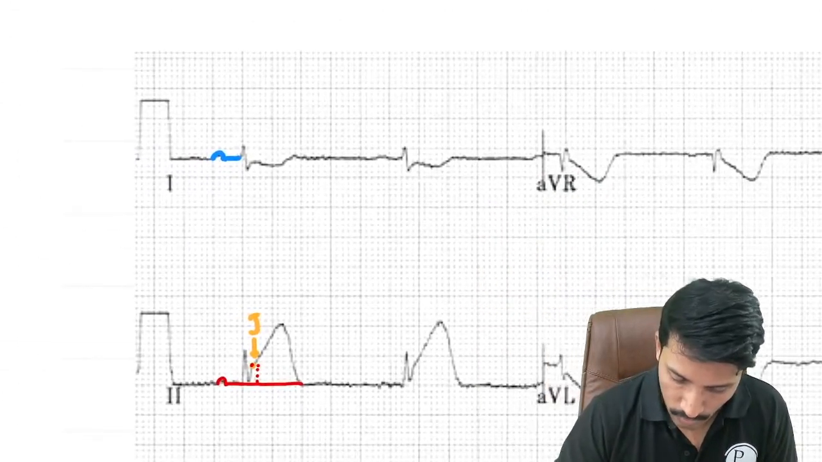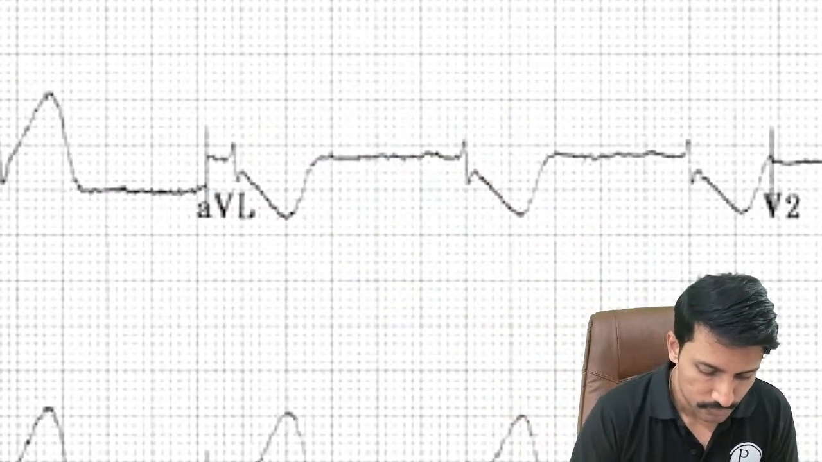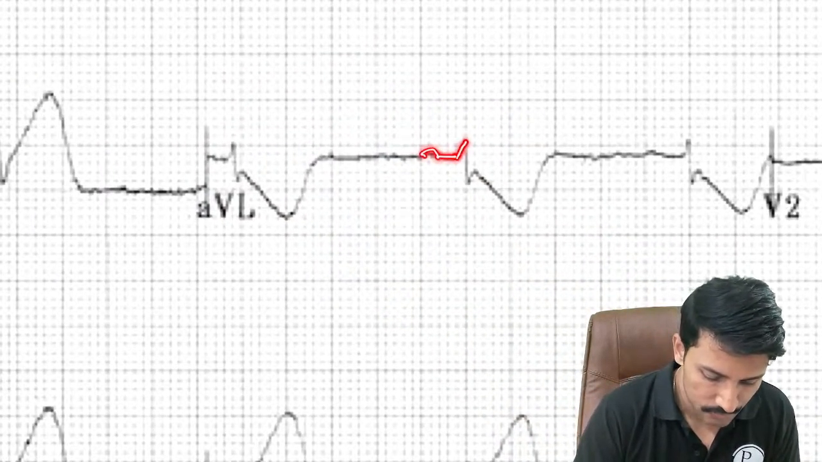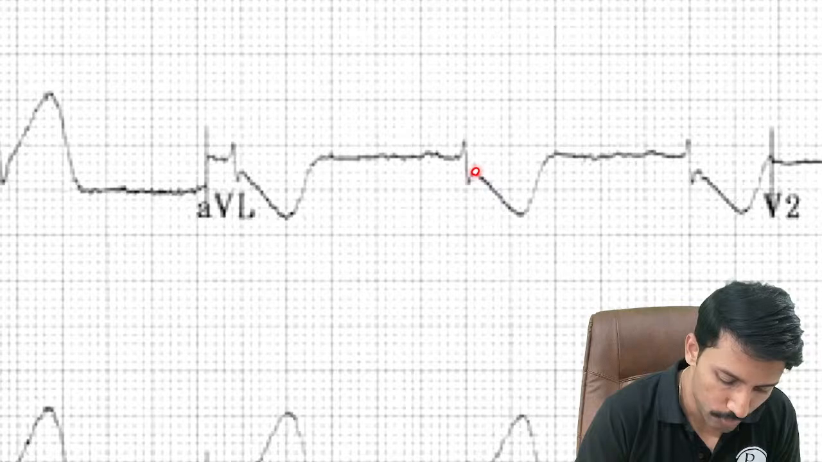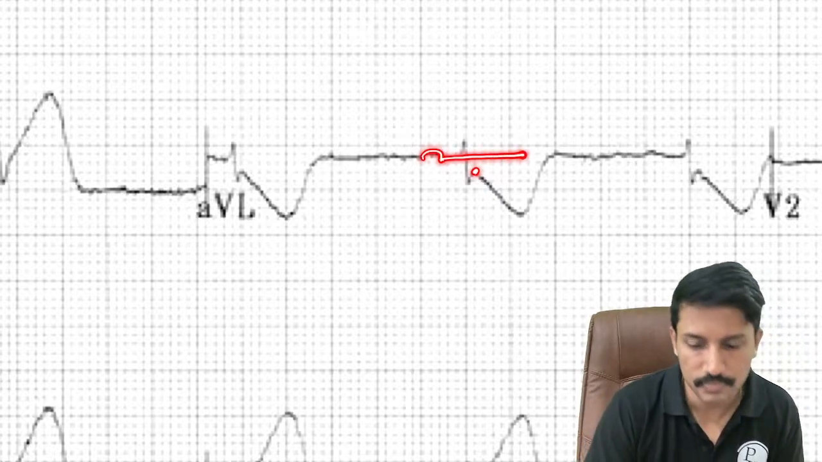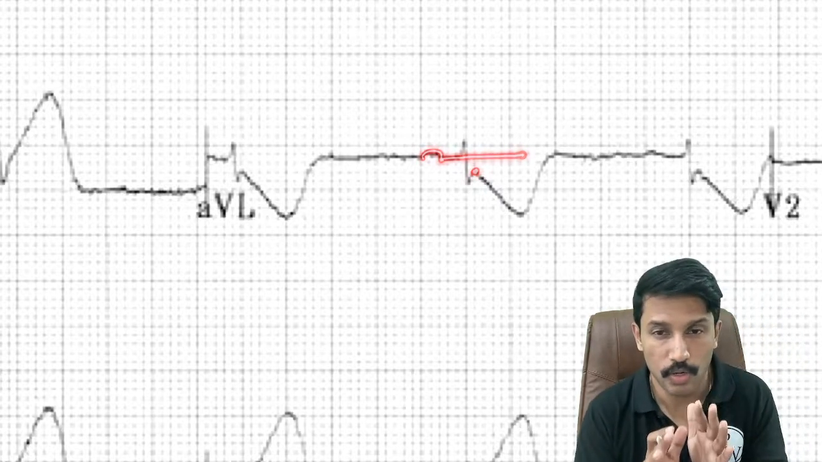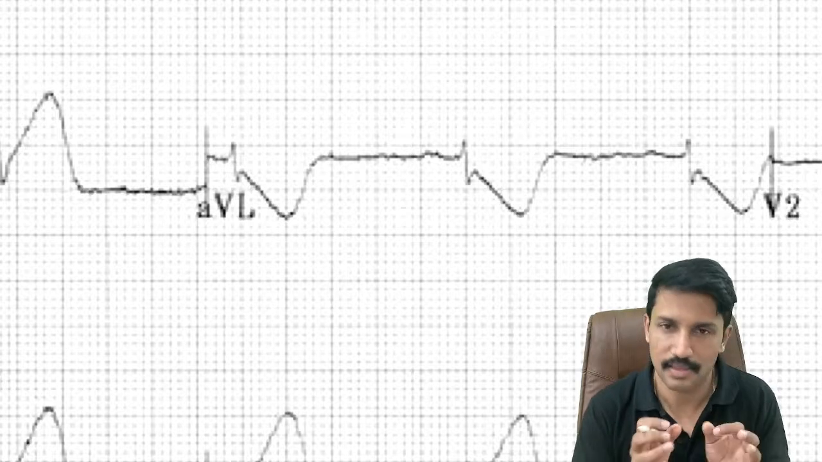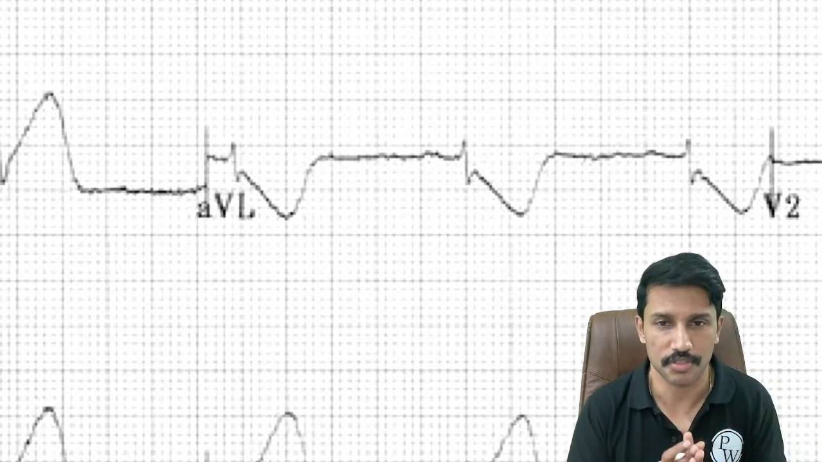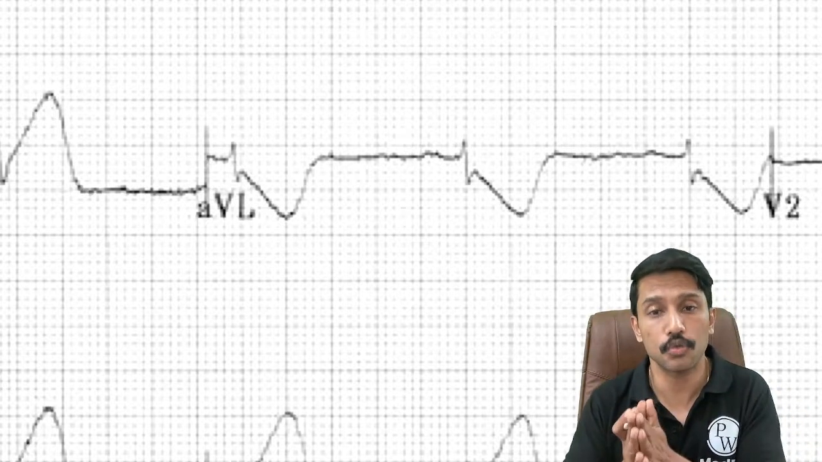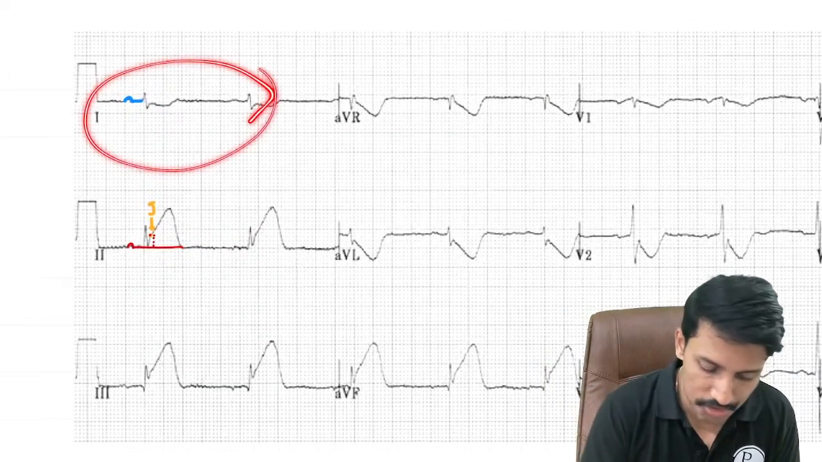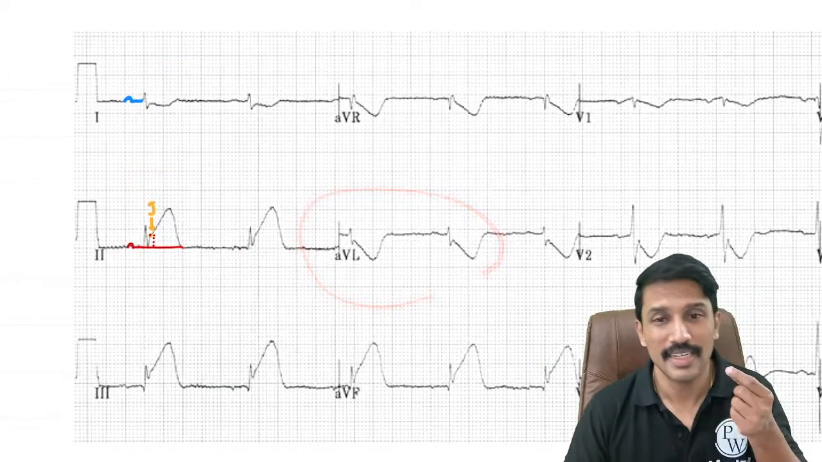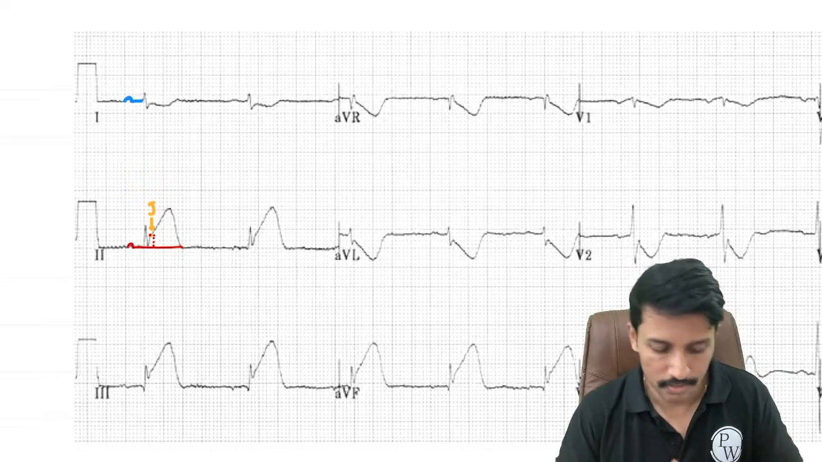What about the lead AVL? PR segment, R, S comes down, and an angle here, that's the end of the S wave. So this point is the J point, which is definitely below the PR segment. So what do I learn here? Yes, this ECG has reciprocal changes. On this ECG, I'm very sure that this patient is going through an inferior wall MI, and whatever ST depression I'm seeing in 1 and AVL, these are reciprocal changes.